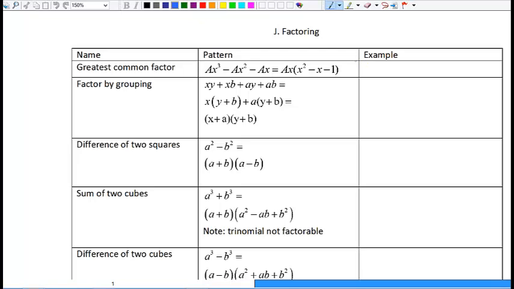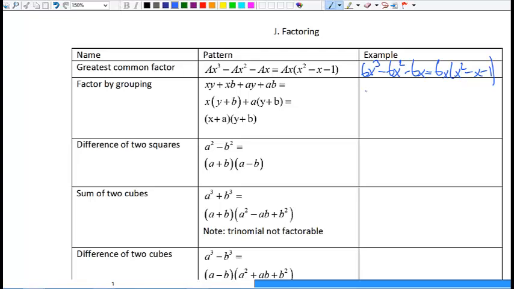So 6x cubed minus 6x squared minus 6x. All right, I can take out a 6x. So if I do that, I'm left with x squared minus x minus 1. That is just one type of greatest common factor out there. And I think in this particular exercise, I'm not trying to factor all the way with this. Next up, factor by grouping.